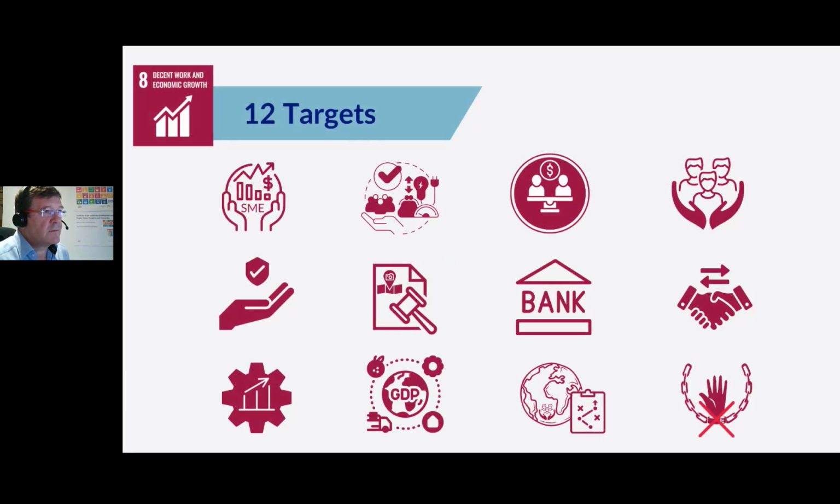So there we have it, 12 targets, all of them essential. We look at things like GDP, youth employment, slavery, work related injuries and fatalities, equality, opportunities, and international approaches to creating decent jobs. All of these require international approaches for decent job creation.